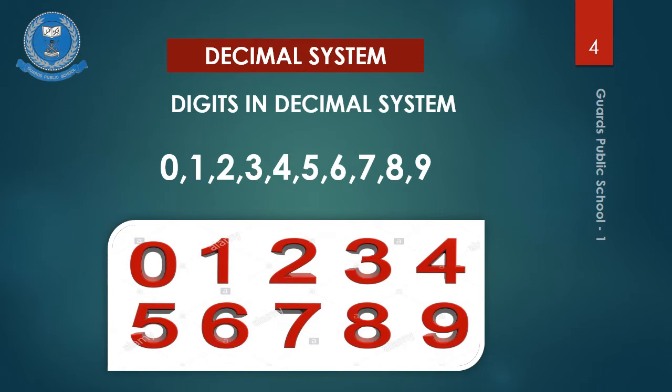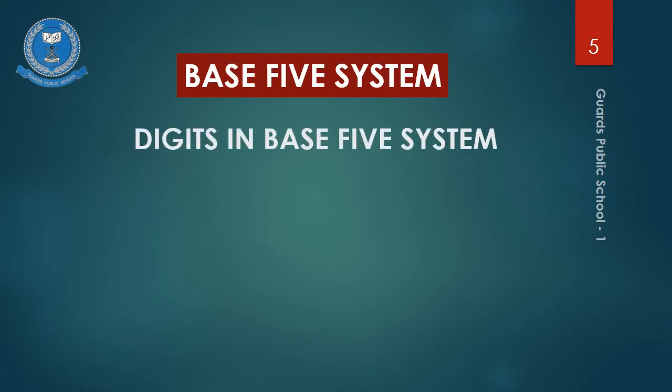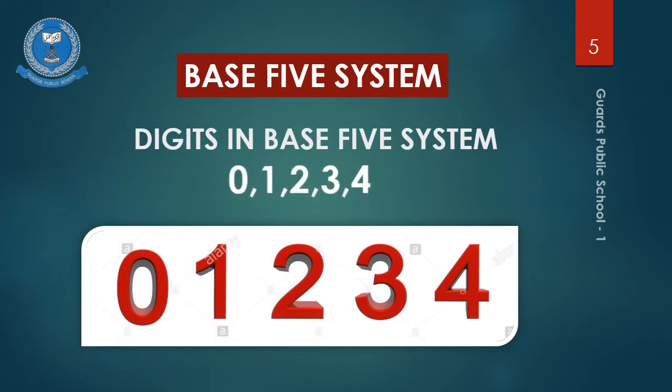In some practical problems, the system other than the decimal system have proved to be very useful. For example, binary system, that is base 2 system and base 5 system. Let's start our discussion with base 5 system. In the system with base 5, we have only 5 digits starting from 0 till 4. Means 0, 1, 2, 3 and 4. Remember, digit 5 is not the member of this system.